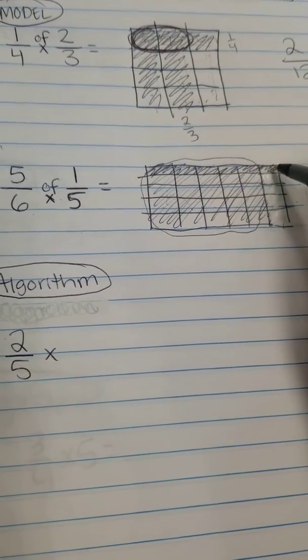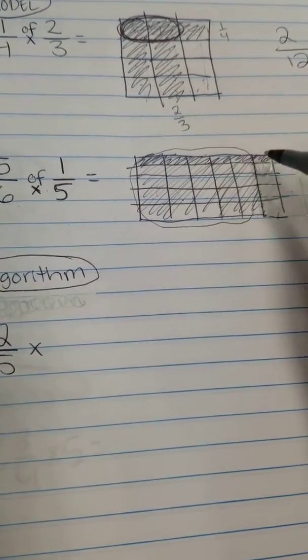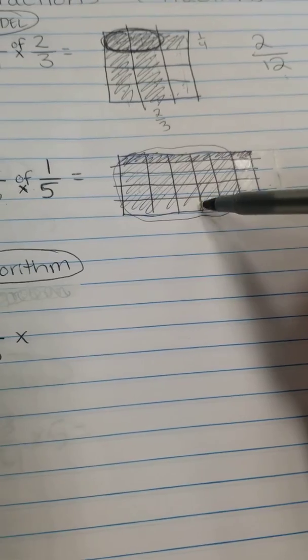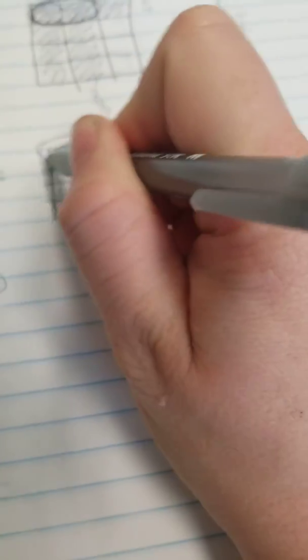Now this was only shaded when I did 1/5, so that's not a part of 5/6. So I'm not going to count that one. So 1, 2, 3, 4, 5. See where they haven't shaded? I'm not going to count that part. I'm only counting where they overlap right here.